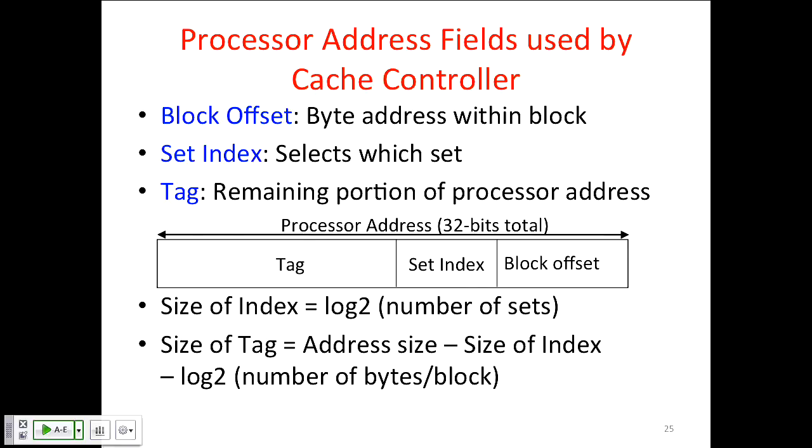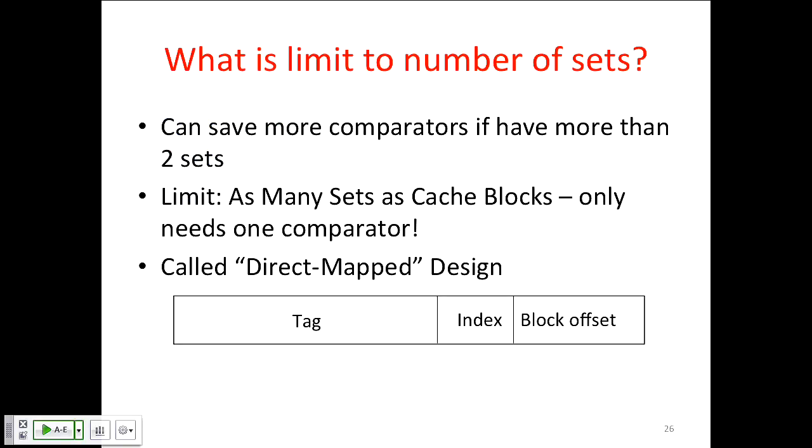So the obvious question is, how can I get rid of as many comparators as possible? Well, one answer is you make the set index be large enough so every line is in its own set. So every entry in the cache is in its own set, and then there's only one tag you have to check, right? So that's called a direct map design. And actually, the very first caches were built this way.